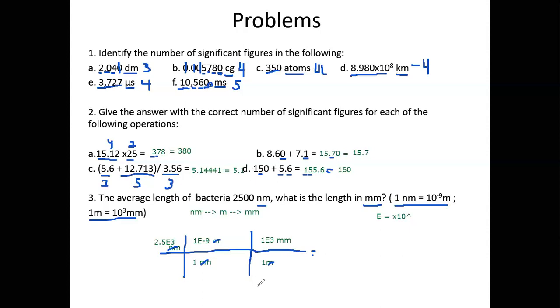And so here when we multiply, we add exponents. So first off, the 2.5 is not going to change. When we multiply, we add exponents, so 10 to the third times 10 to the negative 9th is negative 6. Negative 6 times 10 to the third is negative 3. So there's 2.5 times 10 to the negative third millimeters. And so again, this makes sense because our exponent's power decreased.